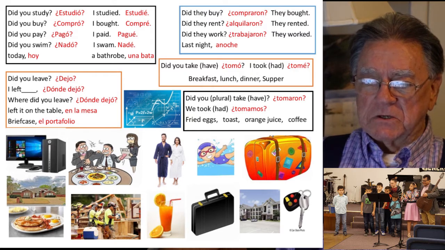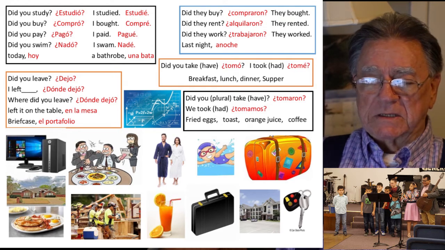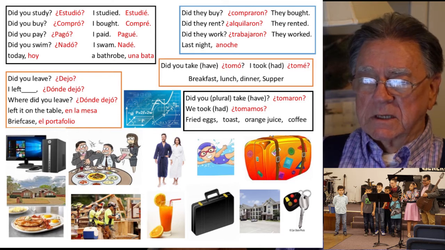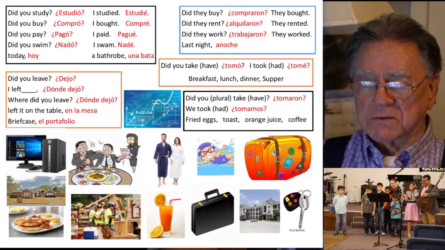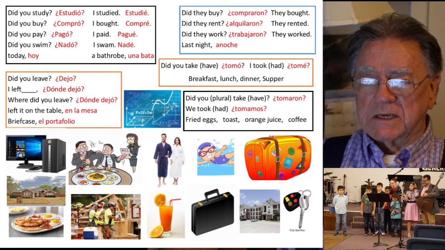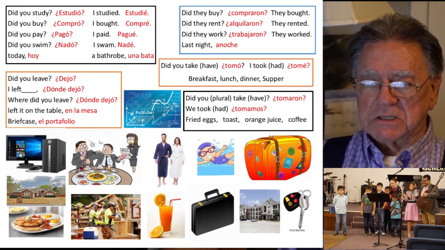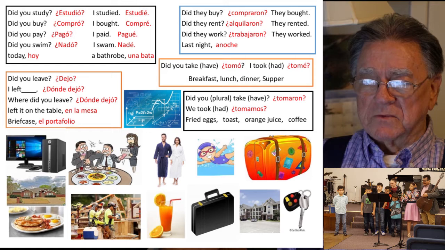Now, let's go on to they. Did they buy? They bought. Did they buy? Now this is plural, and it's the past tense, and we say compraron. Did they buy? Compraron? And then we say they bought. The verb to buy changes to bought, and all we do is change the pronoun: they bought.